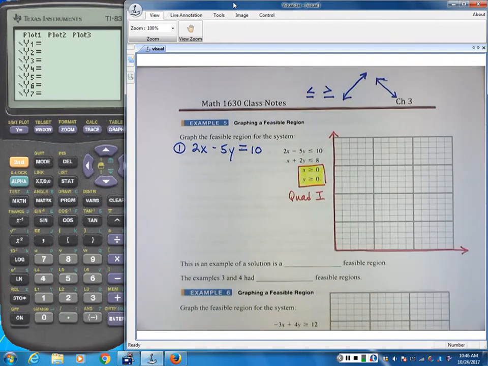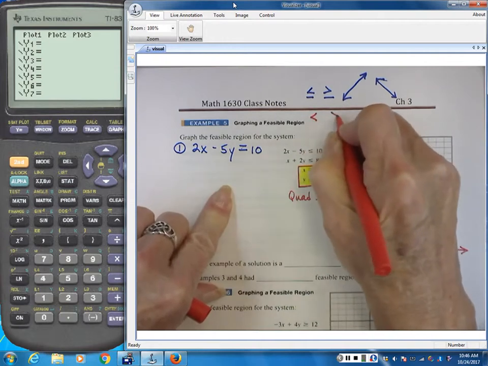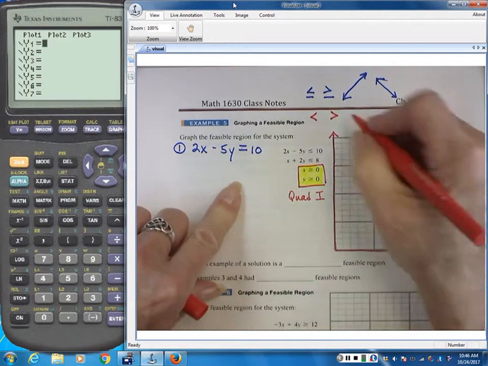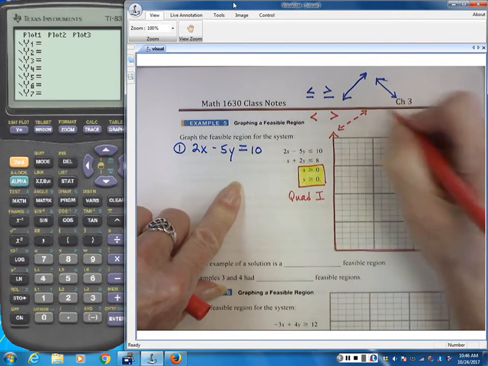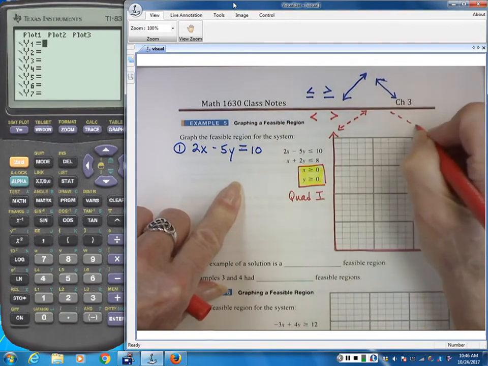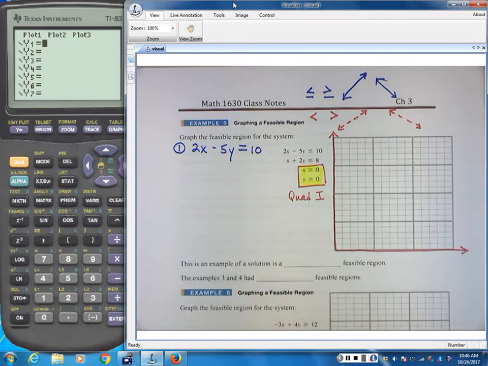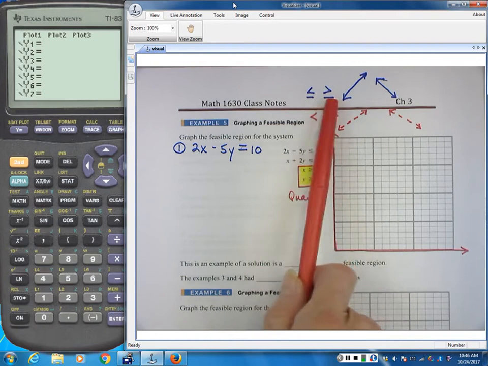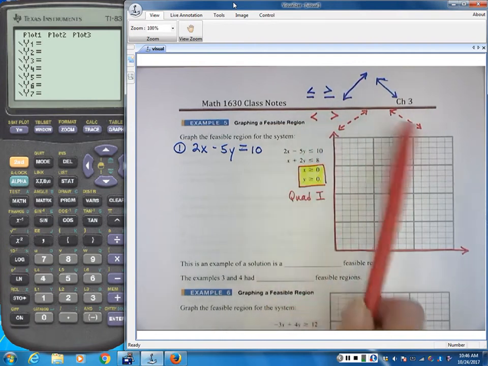Now, if we have any where we actually only have less than or greater than, when we graph the line, it's going to be a dashed line. And it'll either have a positive or a negative slope, or sometimes the lines may be vertical or horizontal. But that's the way that you tell. If it's equal to, you go ahead and make the line solid. If it's not equal to, it's just less than or greater than, you make your line broken.